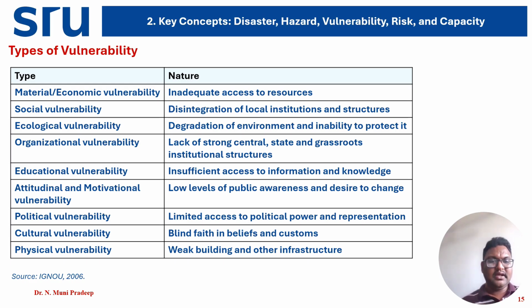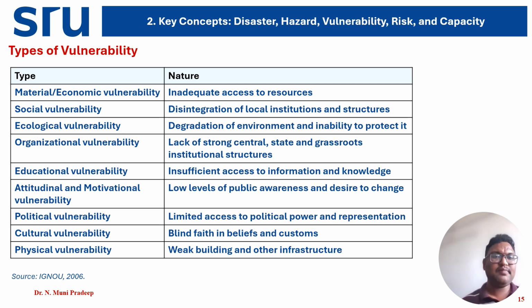Next one, attitudinal and motivational vulnerability. This means low levels of public awareness and unwillingness to change behavior. For example, people who refuse to evacuate when warned of an approaching cyclone. In many coastal areas, the government gives warnings to evacuate because there may be a chance of a cyclone hitting. But because of low attitudinal behavior, they think, last time also we were hit by a cyclone, but we survived. They are in that mindset, so they're attitudinally vulnerable. Changing this mindset requires consistent community engagement and education. This is very dangerous.